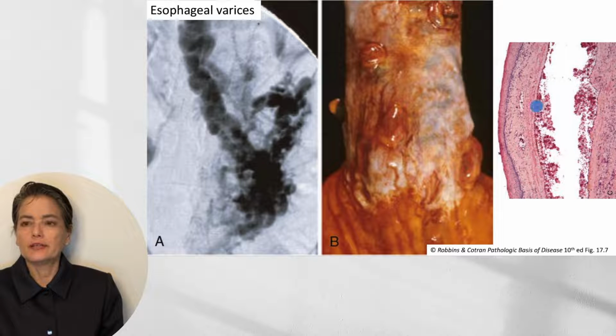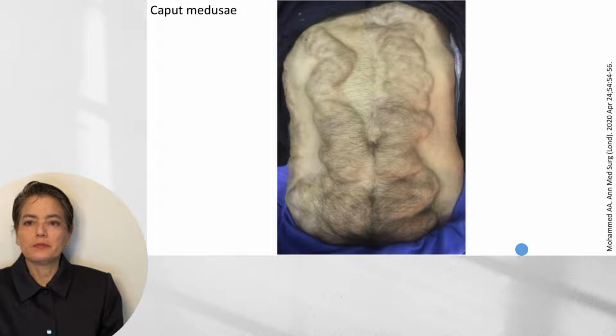Here's the mucosa, here's this dilated vessel. Any sort of trauma can cause a rupture here and massive hematemesis. Here is an example of caput medusae. This is a very dramatic example where you can see this massive dilation of our abdominal wall collaterals radiating out from the umbilicus.